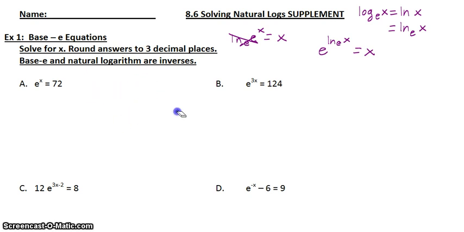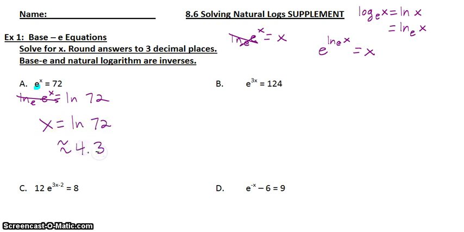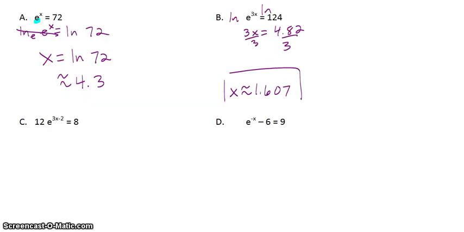Right now my base is an e, and the thing that matches up with a base of e is the ln, because it has a base of e. So I'm going to take the ln of both sides. So in my calculator, type in ln of 72, and it's approximately 4.3. Go ahead and do part B. Getting for your final answer for this, x is approximately 1.607.